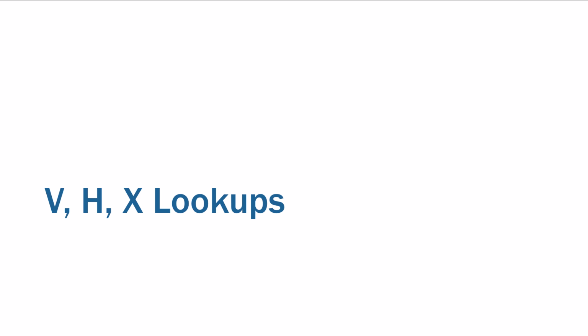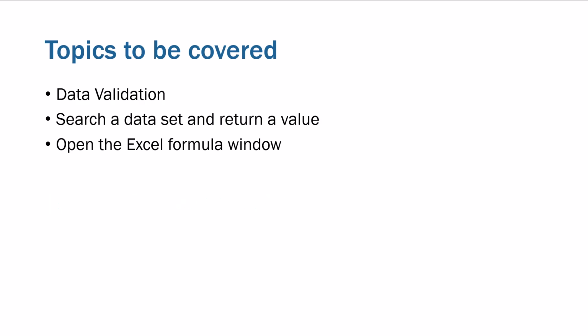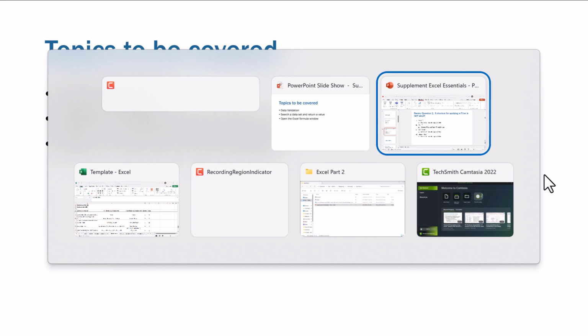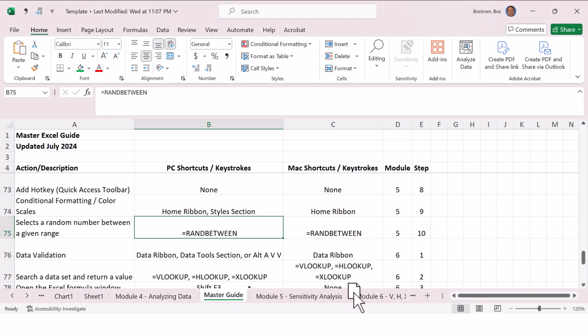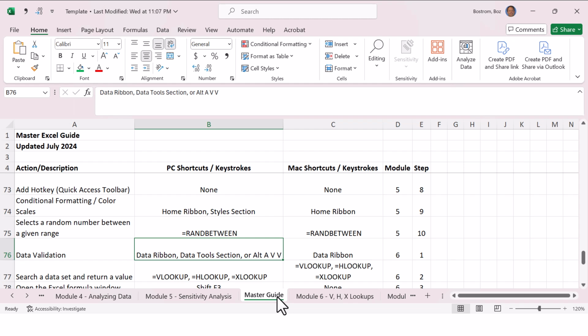So the next module that we're going to look at here, VLOOKUPs, people have heard about those quite a bit. They use those a lot more than HLOOKUPs, but we also are going to introduce you to something called XLOOKUPs. And in this one, we're going to touch on data validation, searching a data set to return a value, and then also opening the Excel formula window. All right, and I'll get back to that review question in a bit. So let me go over to the Excel file, and I'm going to grab the master guide and put it before module 6.